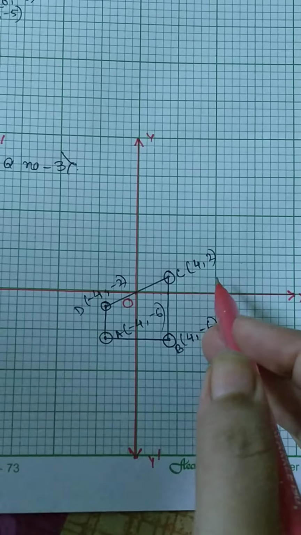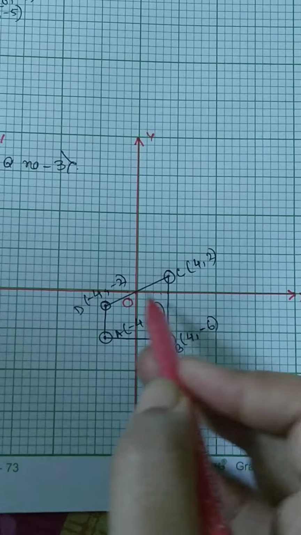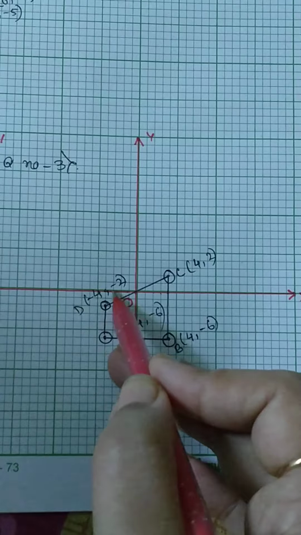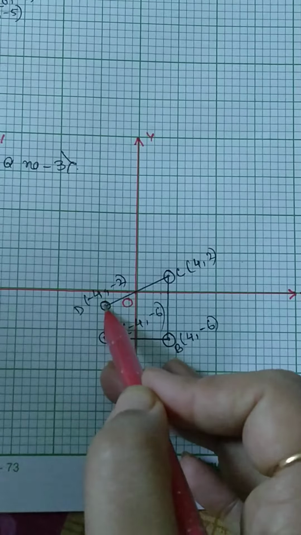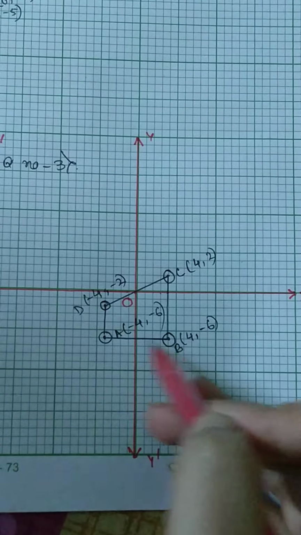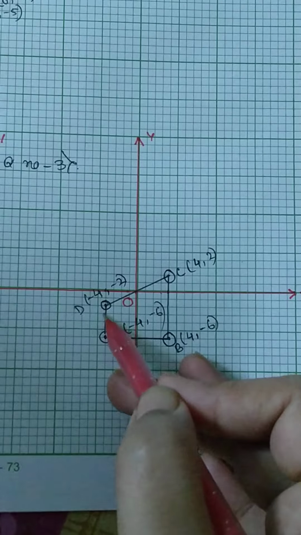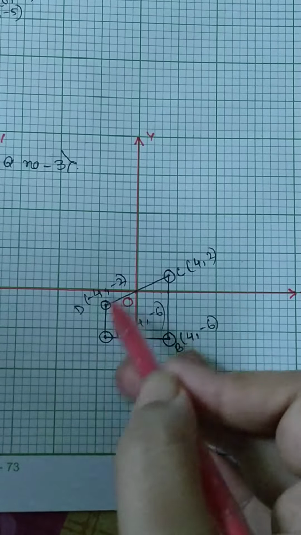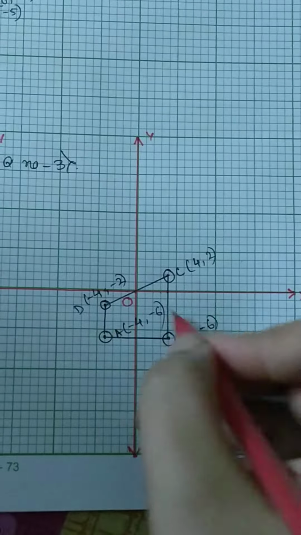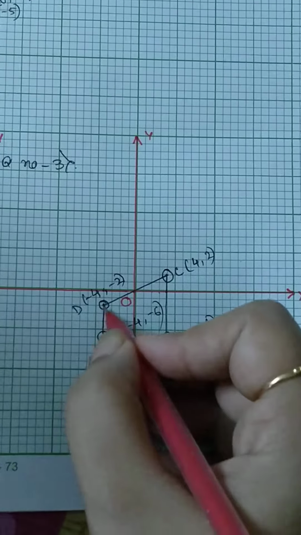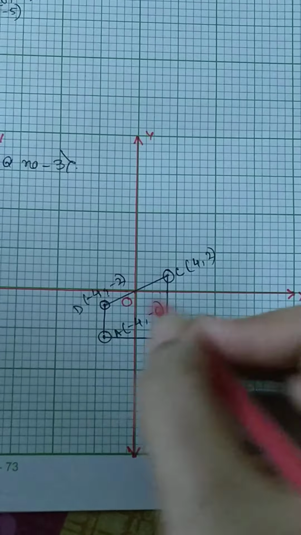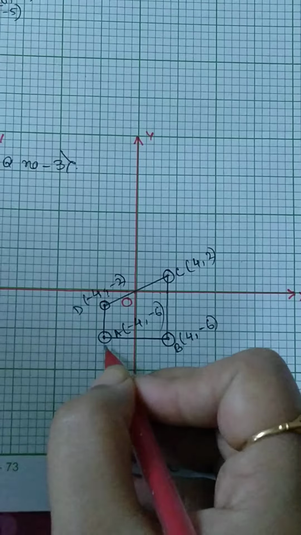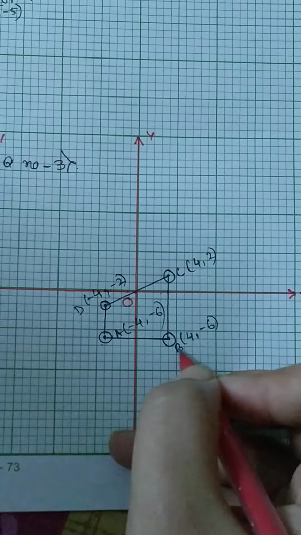And point D is -4, -2. So it is 1, 2, 3, 4, -4 and -2 is this. So you are getting A, B, C, D. You can see what this is. This is a trapezium. AD and BC are the parallel lines and AB is the height of the trapezium.